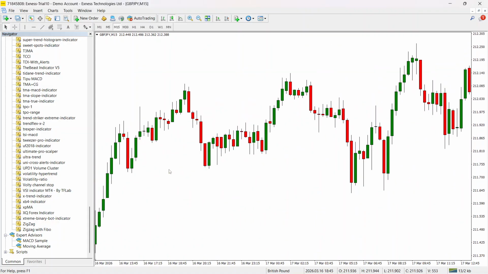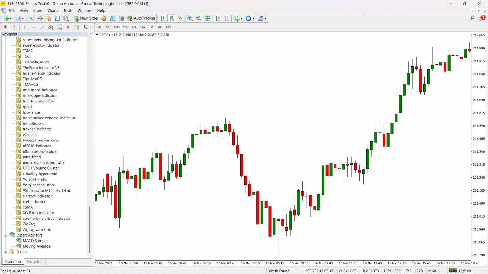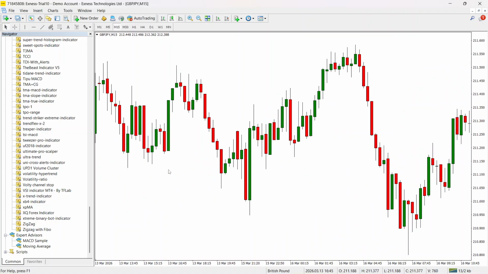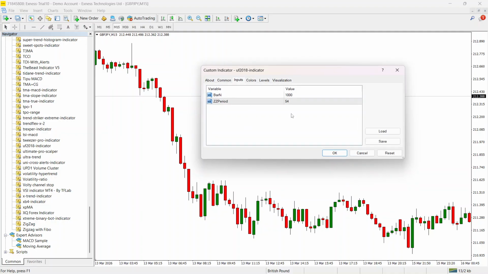This tool uses blue and red vertical bars in a separate window to give you a clear visual read on trend direction and phases based on its internal calculation. I'll load the indicator on the chart so you can see how it looks in real time.